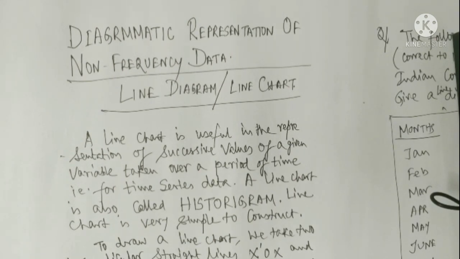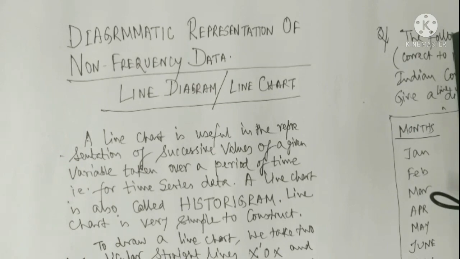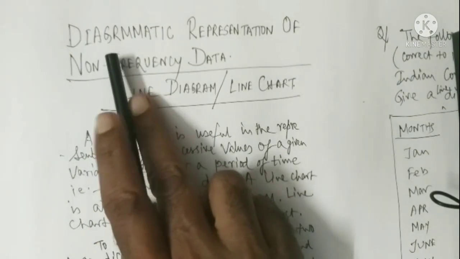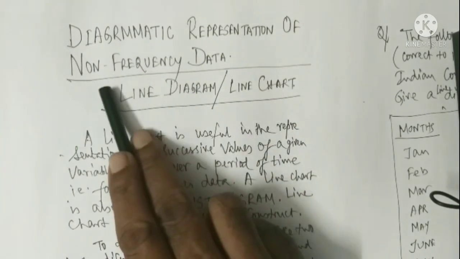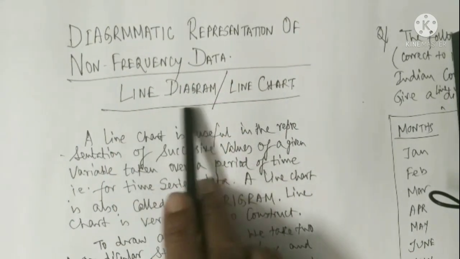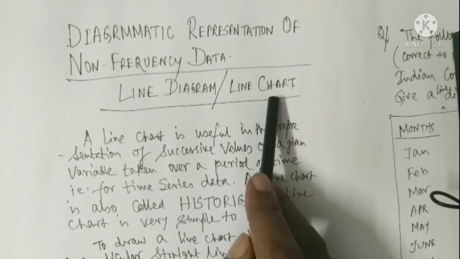In the previous videos, we discussed bar diagram, pie diagram and different concepts. Today we will discuss the diagrammatic representation of non-frequency data. One is line diagram or line chart. Diagrammatic presentation of non-frequency data: line diagram or line chart.